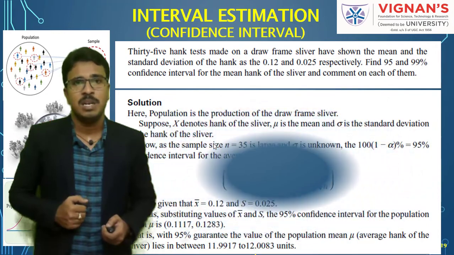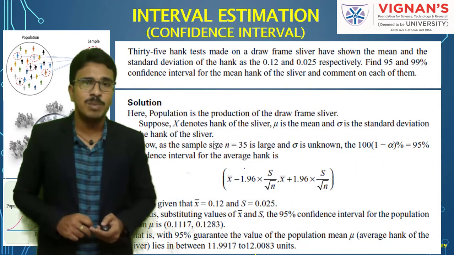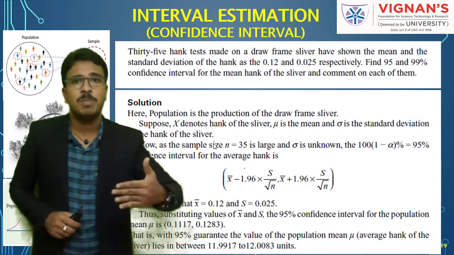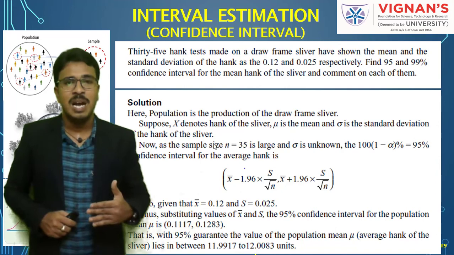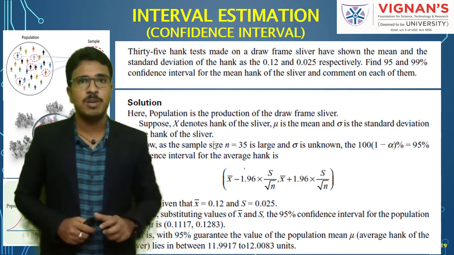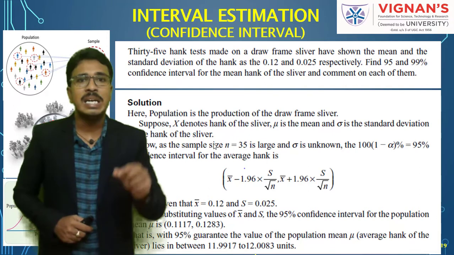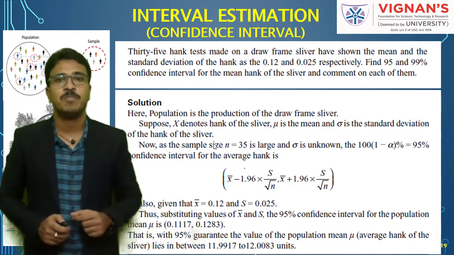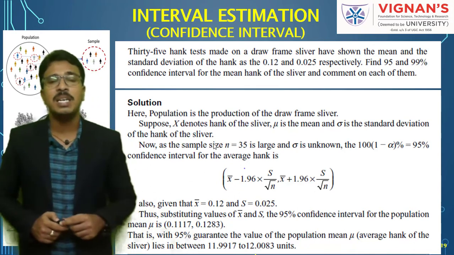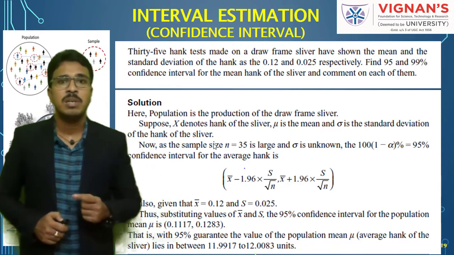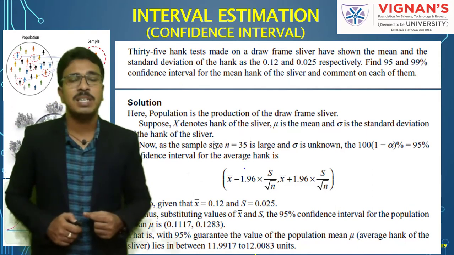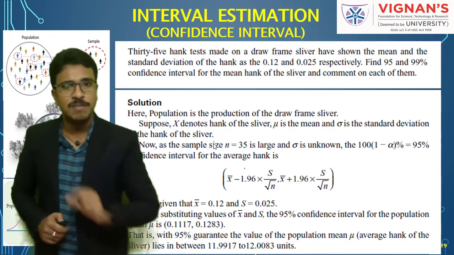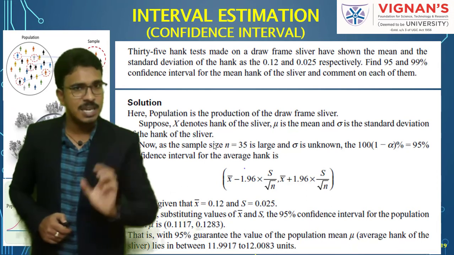Whatever problem you are solving, first you have to write down the given information. Here first we have to identify what the population is, what the sample is, and what kind of information is given in the problem. As explained already, the population is the draw frame sliver. What other information is given? The 35 hank tests are there, that means the small n value is 35, so it is a large sample.